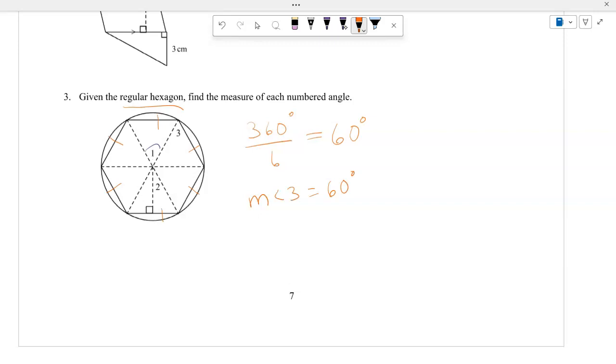Now this right here is the apothem. So angle 2 will be half of 60, so it will be 30 degrees.